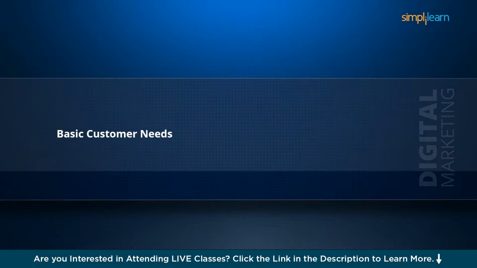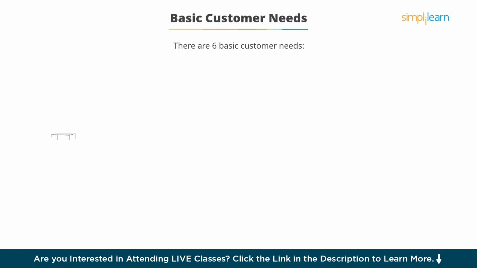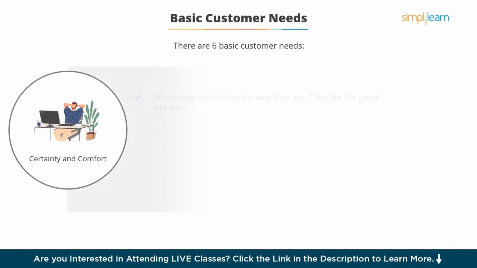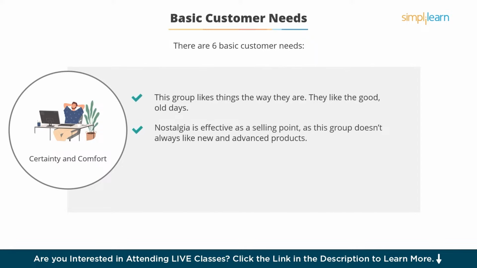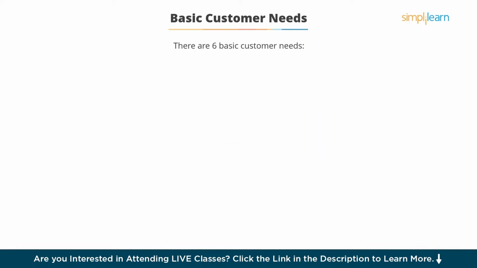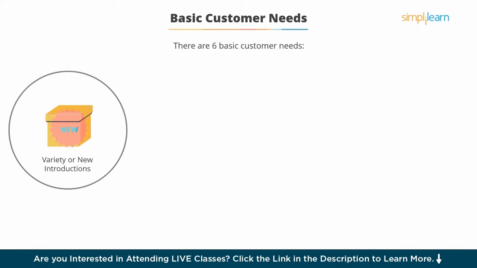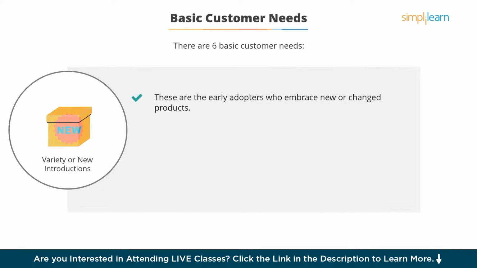Let's distill down the basic customer needs into a different set of categories. First, certainty and comfort. This group likes things the way they are. They like the good old days. Nostalgia is effective as a selling point, as this group doesn't always like the new or the most advanced. Second, variety. On the other end of the spectrum are the early adopters, the influencers, and those that embrace the new. They are willing to take risks, try new things, or even rebel against convention.